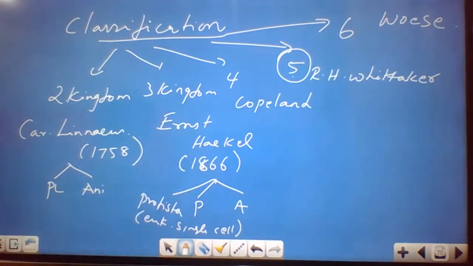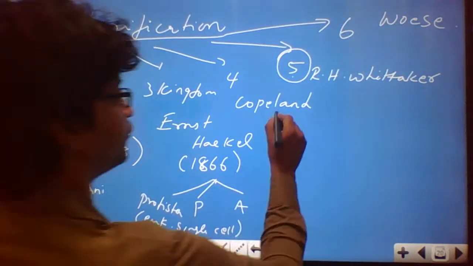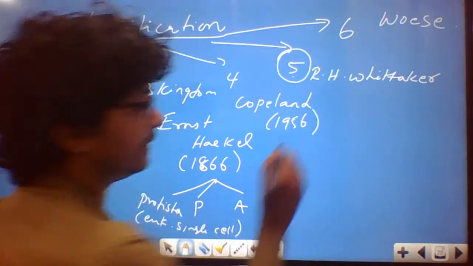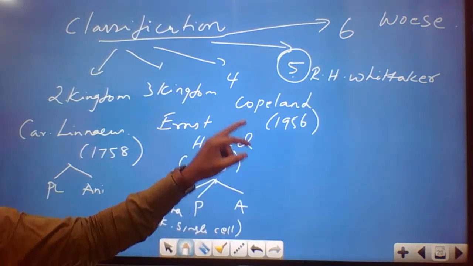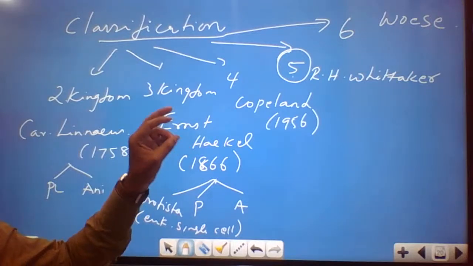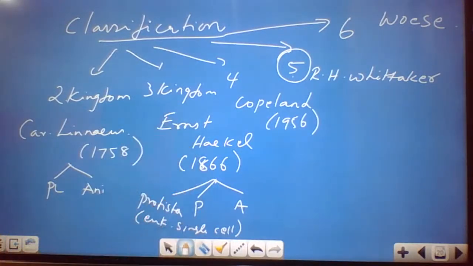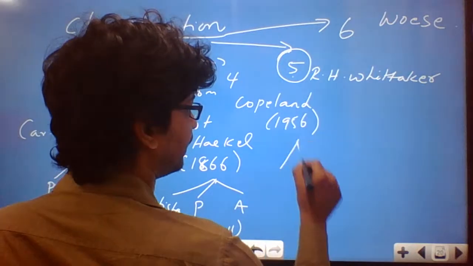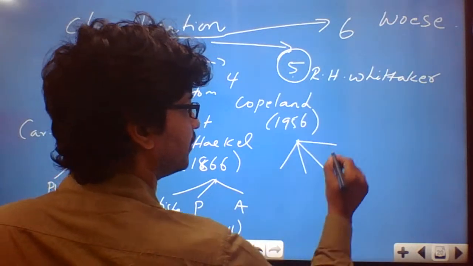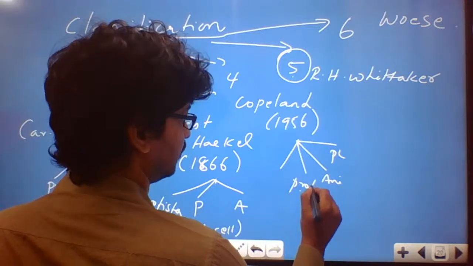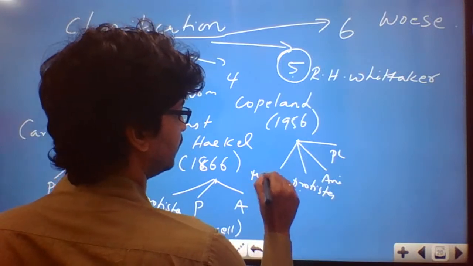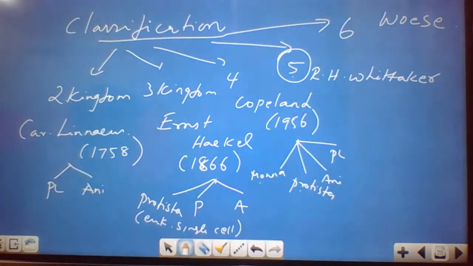Coming to the four kingdom concept by Copeland, in the year 1956. In this, he included animals, plants, then we have Protista and Monera. So this is the classification that you could see in the case of Copeland.